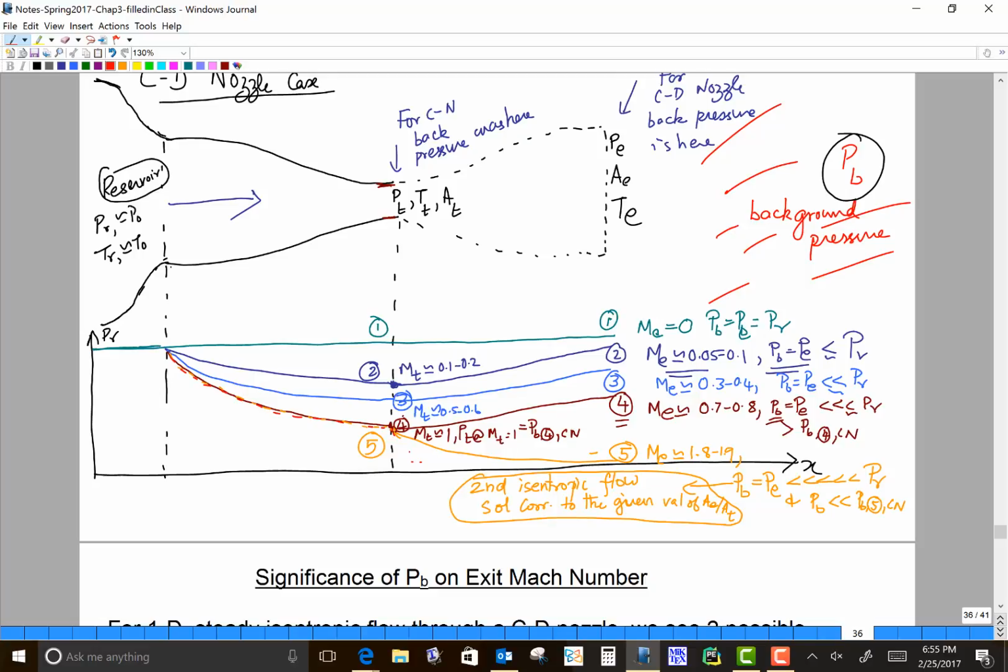So if I reduce back pressure further and create a case 6, then the pressure distribution inside the nozzle is going to remain the same, in the form of these red dots, and just outside the nozzle exit plane, the pressure is going to drop rapidly. This is going to be case 6. My ME will still be that 1.8 or 1.9, and my PE will not be equal to PB in this case, because the nozzle physics cannot adjust to this back pressure. So this is the physics of the converging diverging nozzle.